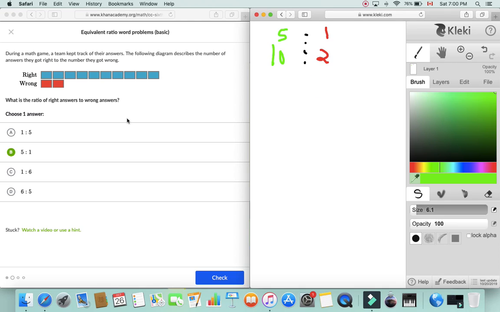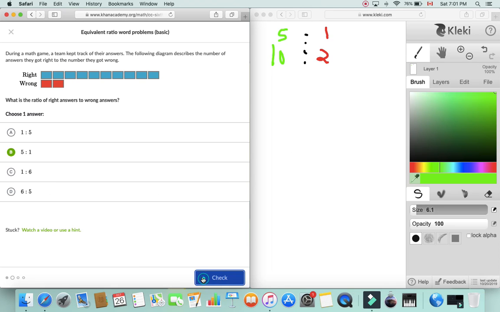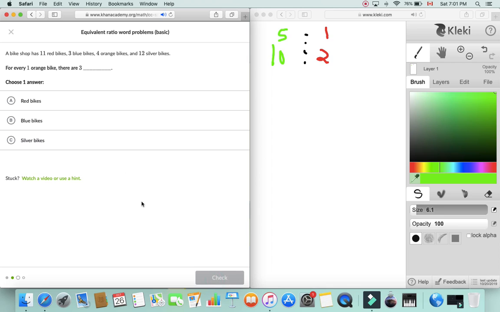Okay, we can try that. No, we can't. The right answers are always bigger than the wrong answers. So A and C don't work. How about B? Well, it does not work because 10 to 2. If you go up, it should be bigger, not smaller. So let's check that. Okay.